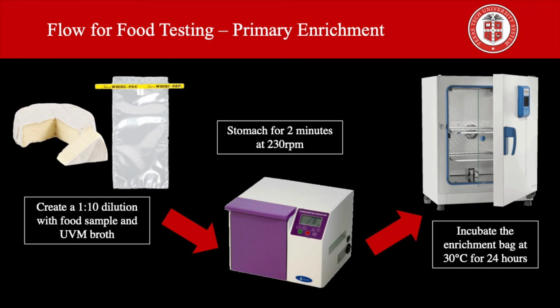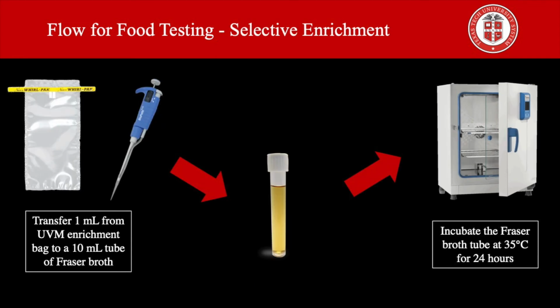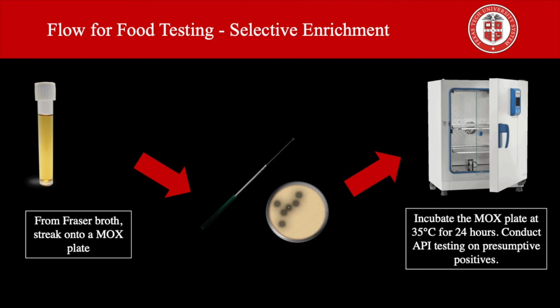The protocol we will use in lab is to create a 1:10 dilution of the food sample in UVM broth. The sample will be stomached and incubated for 24 hours at 30 degrees Celsius. We will then take 1 ml from the incubated UVM enrichment and add it to a 10 ml tube of Fraser broth. This will be incubated as well. We will then take a loop full of the incubated Fraser broth culture and streak it onto a Mock's plate, which will then be incubated again. Isolated colonies from the plate will go on for further biochemical testing like API testing. One could also conduct whole genome sequencing to be even more specific about the strain.